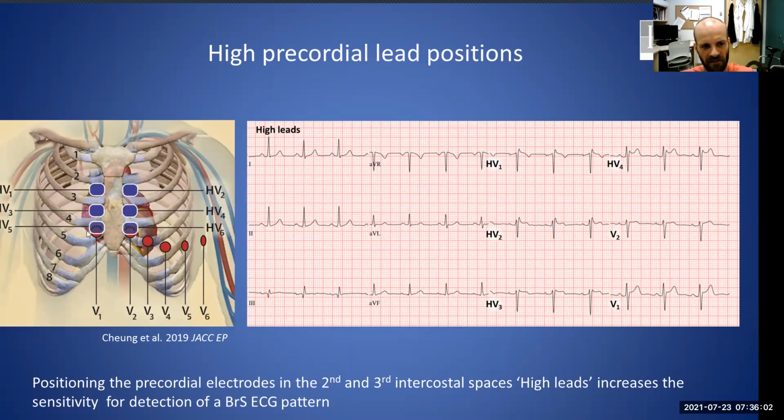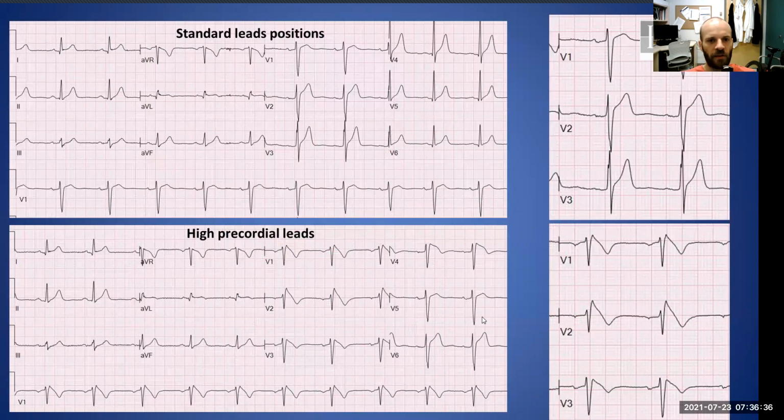And you can see that high V1 and high V2 are in the same positions as standard V1 and V2, and so they will go in these positions here. Oh well, silly me. So when you see any ECGs marked as high leads or high precordial leads, this is what it's going to refer to, and they'll look slightly different, but they're there to increase the chances of identifying a Brugada pattern.